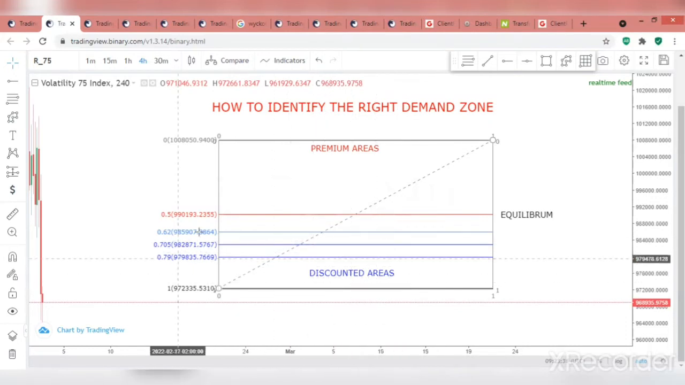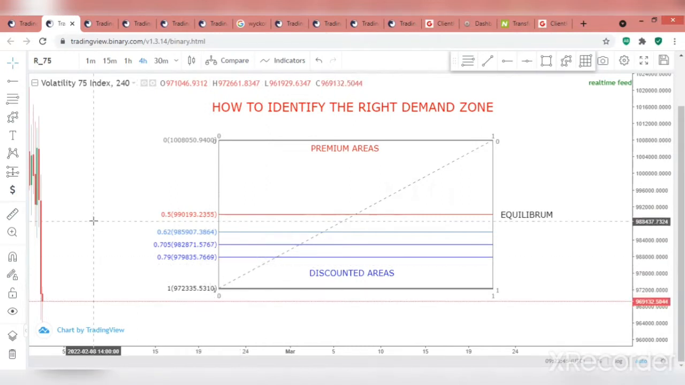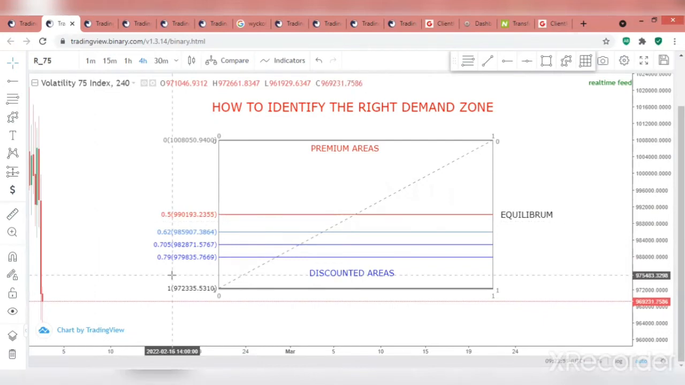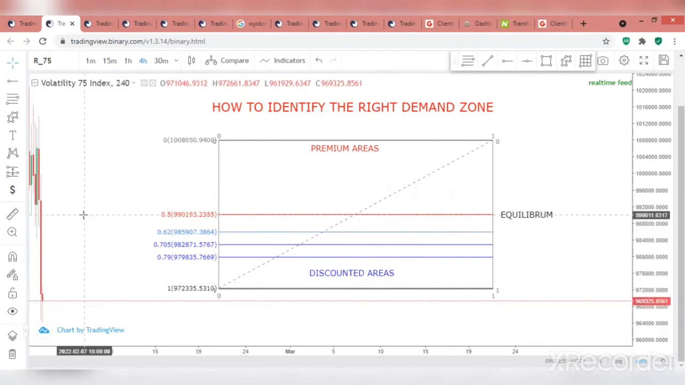So these are the levels which I have on my Fibonacci. You can as well take a screenshot, and if you would like to use it, you can as well take a screenshot of it. So let's go to the live market and show you a premium, a discounted area in the market.